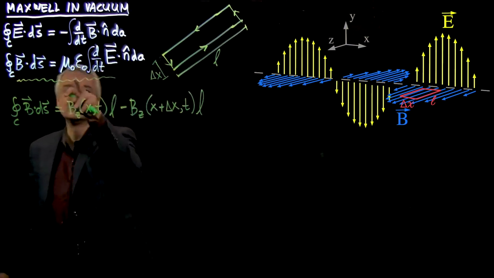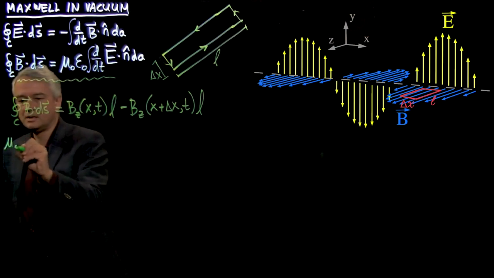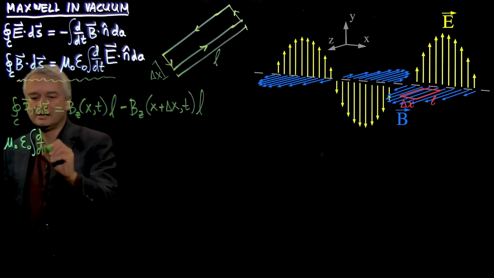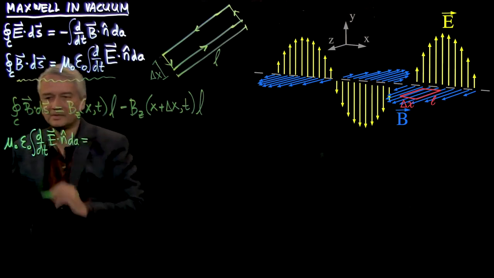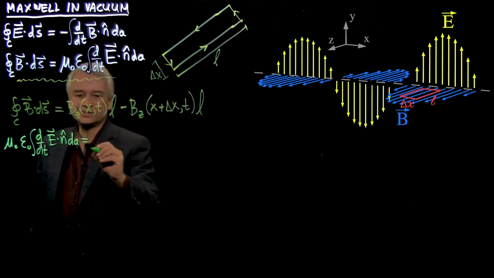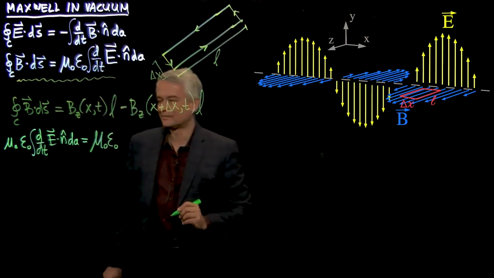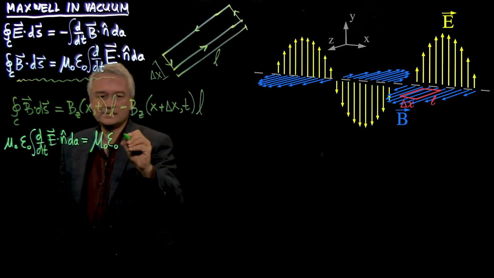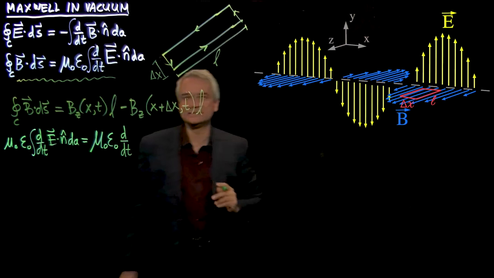And so what's on the right-hand side? On the right-hand side, I have mu naught epsilon naught d by dt of the integral of E dot n hat dA. What's that equal to? Well, there's this combination of constants, mu naught times epsilon naught. Those are just fundamental constants of nature. Then I have d by dt.